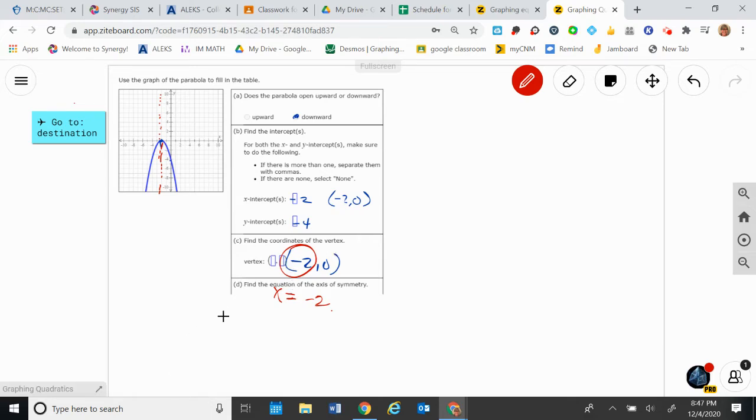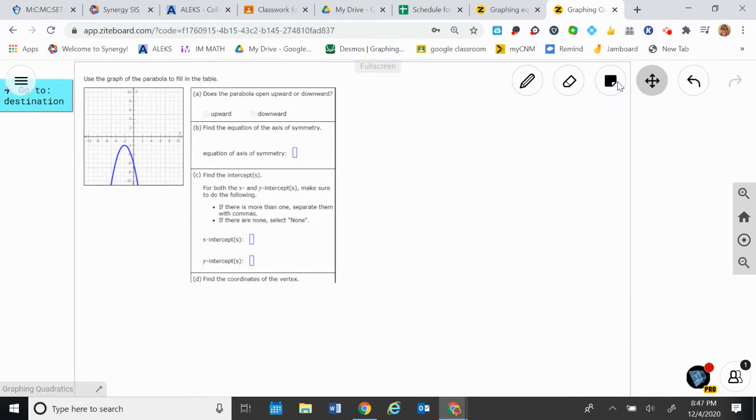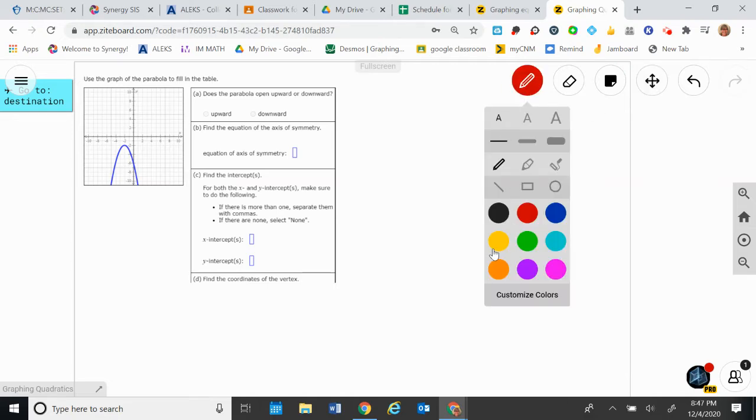Okay, let's try the next one. I think I did two of all of these. So let me do this real quick. Move it up. All right, let's try this again. If you guys want to try it, you can pause it and see if you can do it yourself. Let me go ahead and pick the orange.